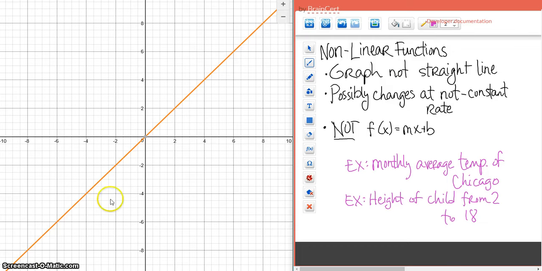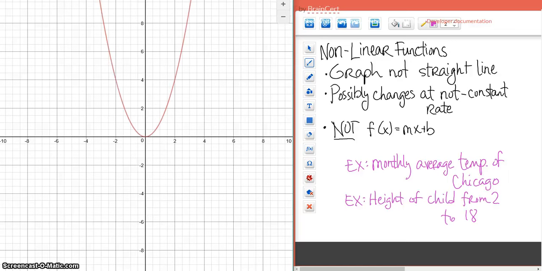And so first we're going to start off just looking at what a linear function has. This is straight through the origin, but it's a straight line. And let's look at 4 different examples that are non-linear.